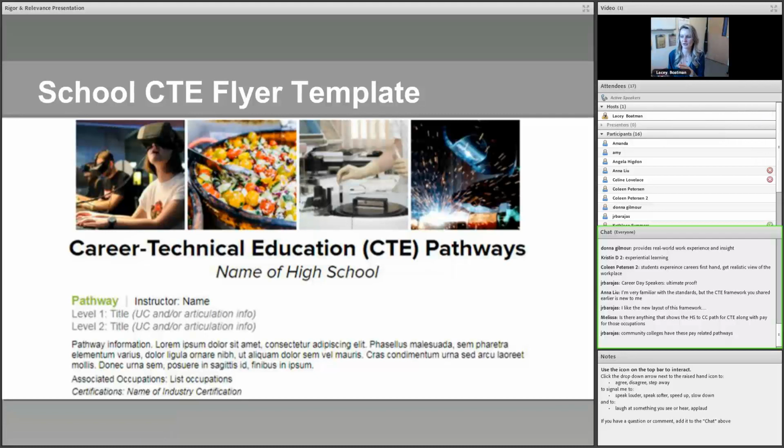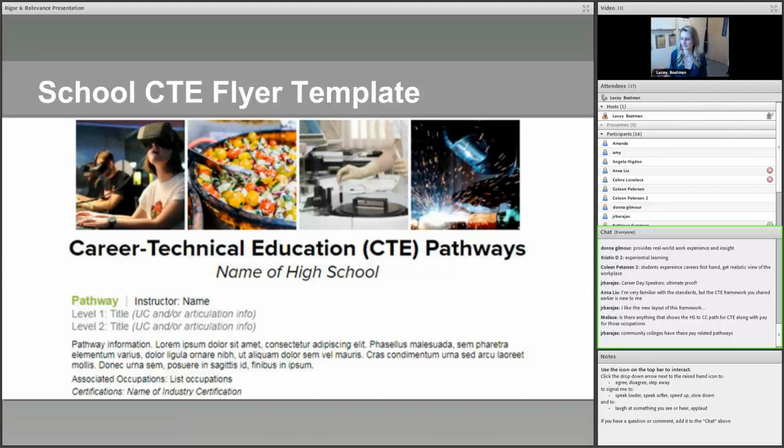If you have more pathways, you might need to take out the paragraphs. If you have fewer pathways, you can add more information about the pathway. And at the very bottom, there's a footer for you to put in your school or county office of education name, because maybe you want to use this for a full county office or district and all of the CTE things you have to offer.